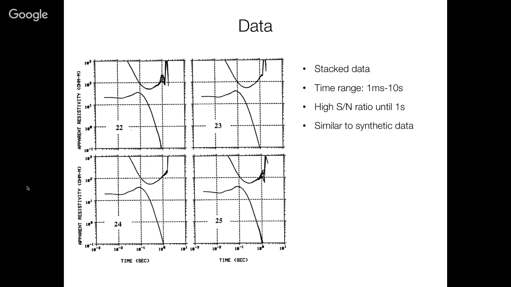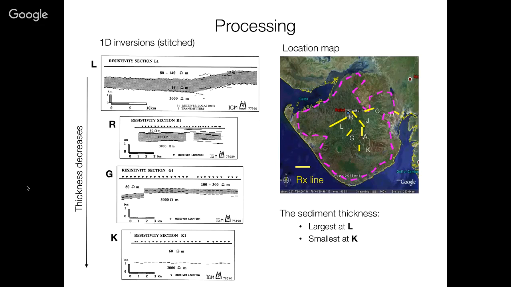The data were collected and stacked. This is stacked apparent resistivities. The thing about this is that it shows there's not a lot of noise in the data except for certain time channels that are effectively later. The processing in this case was pretty simplistic. This was a few years ago. Basically 1D parametric inversions.